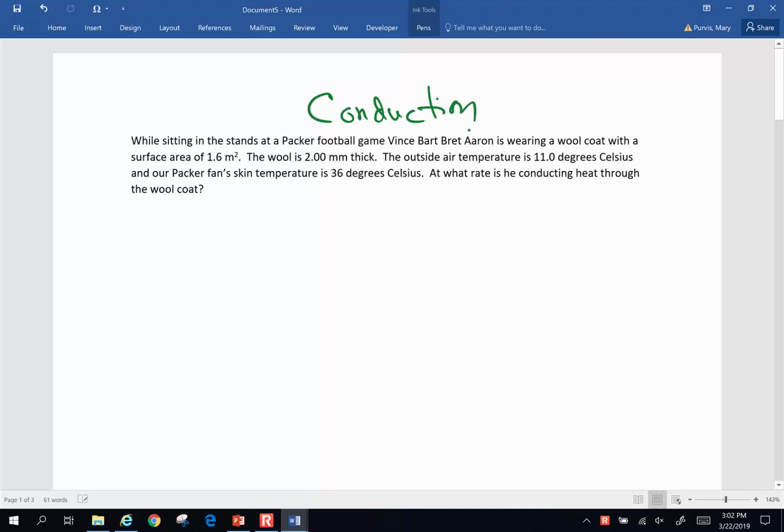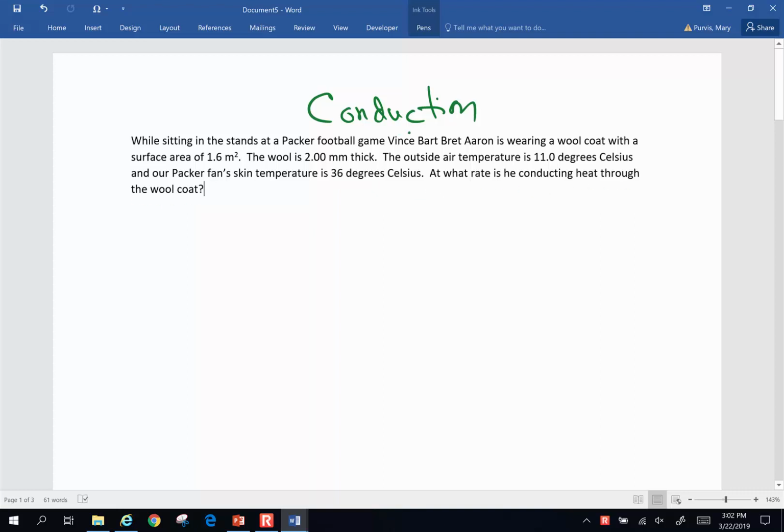So here goes. While sitting in the stands at a Packer football game, we have a fan named Vince Bart Brett Aaron who is wearing a wool coat with a surface area of 1.6 square meters. The wool coat is 2 millimeters thick. The outside air temperature is 11 degrees Celsius, and our Packer fan's skin temperature is 36 degrees Celsius. At what rate is he conducting heat through the wool coat?